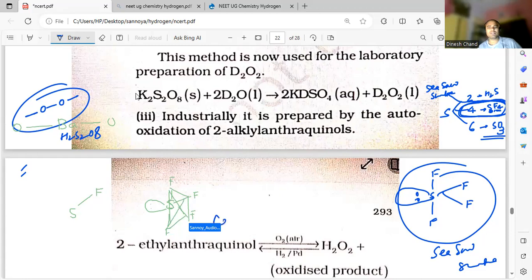This is the seesaw shape only. Shape is what? Distribution of bond pair. Geometry is what? Distribution of electron pair, that is bond pair and lone pair. Lone pair electrons do not participate in bond, so they will not do anything. So it will be like that, and the resulting structure is seesaw shape.